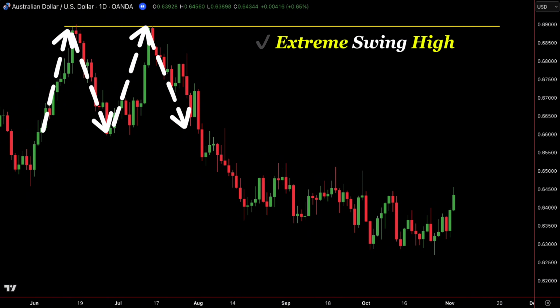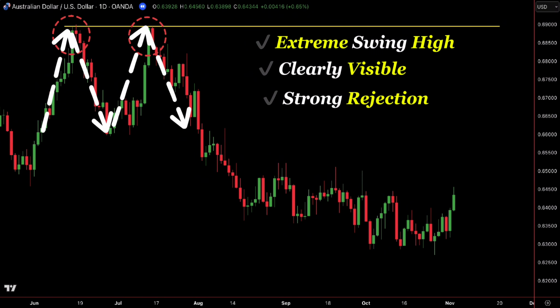Extreme swing high. This is the highest price reached during the recent move, which automatically makes it a key resistance zone. Clearly visible, it stands out instantly. Any trader glancing at the chart would identify this level immediately. That's what makes a level truly meaningful.